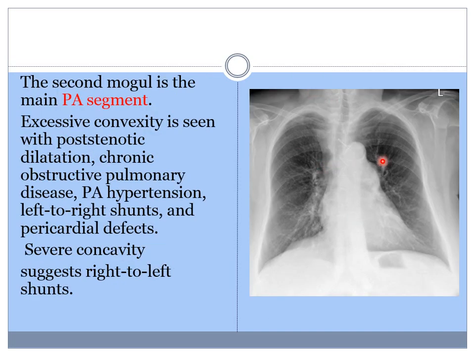Second mogul is the main pulmonary artery segment. Excessive convexity is seen with post-stenotic dilatation, as we can see here. It is seen in chronic obstructive pulmonary disease, pulmonary artery hypertension, left to right shunt, and pericardial defect. Severe concavity is seen in right to left shunts.